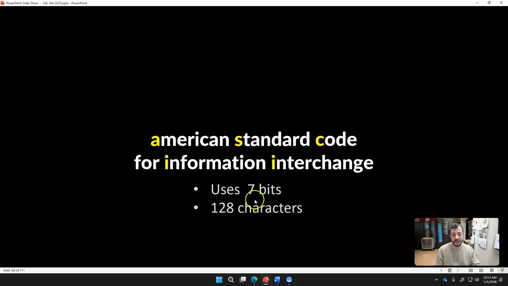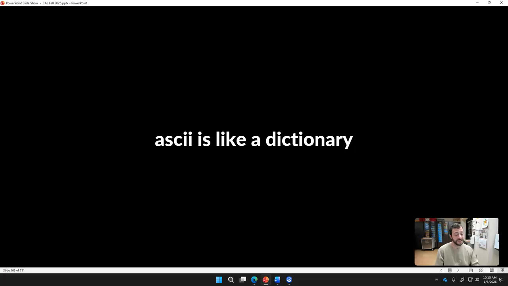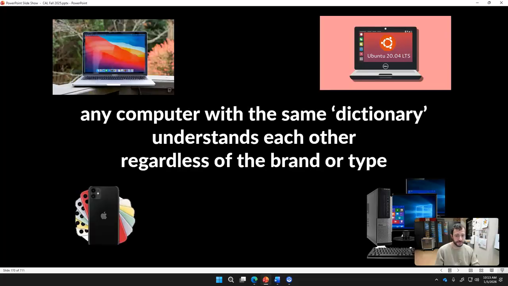It uses 7 bits originally. Now we've improved it to have even more, but originally there were only 128 characters on the table, which posed a problem for all of those special characters like the accents we have for other languages, which we'll get to. But it's basically computers speak in zeros and ones. ASCII is the dictionary. It looks it up. And then we can use that dictionary to assign numbers, letters, and symbols.